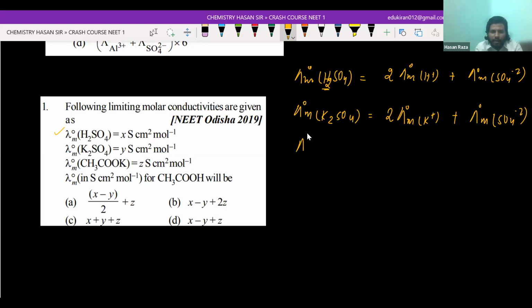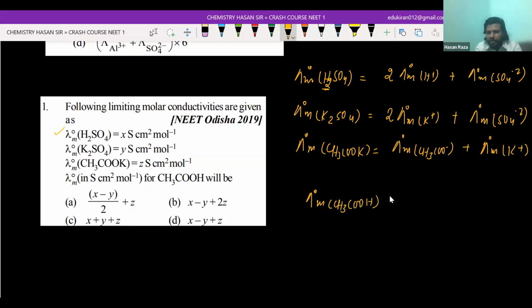Now we have lambda naught M of CH3COOK, which is lambda naught M of CH3COO minus plus lambda naught M of K plus. Now we need to calculate the value of lambda naught M of CH3COOH. And for this, you know what we require? We require lambda naught M of CH3COO minus plus lambda naught M of H plus.